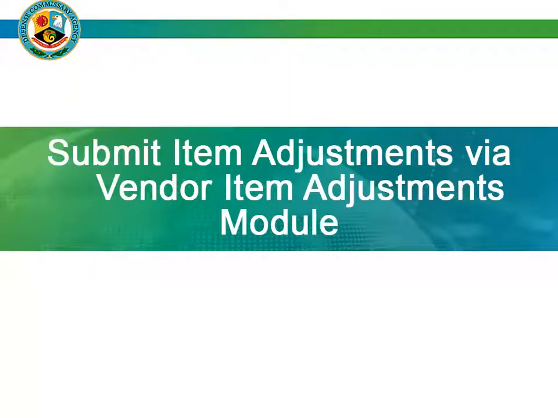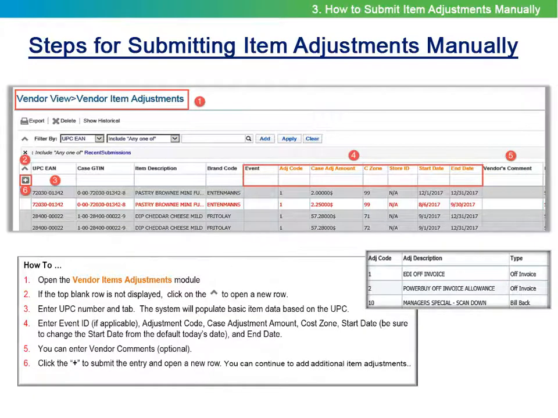How to submit item adjustments via the Vendor Item Adjustments module. 1. Open the Vendor Items Adjustment module. 2. If the top blank row is not displayed, click on the up arrow to open a new row. 3. Enter UPC number and tab. The system will populate basic item data based on the UPC.